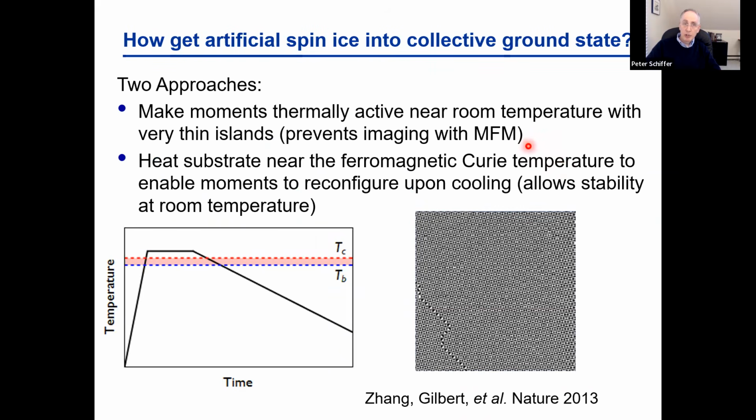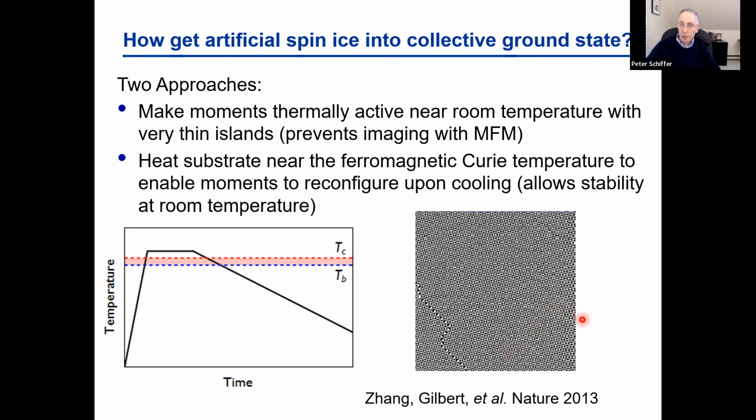One was to make the moments thermally active near room temperature, make them very thin, and then they would fluctuate back and forth, and eventually, as you cooled it down, they would settle in a ground state. The other is to take thicker moments, thicker islands that you can probe with a magnetic force microscope, and heat them up just above the Curie temperature of permalloy, and then cool it back down again. And then it turns out if you cool it down at a reasonably slow rate, as it goes through the blocking transition, they settle into a nice ordered state.